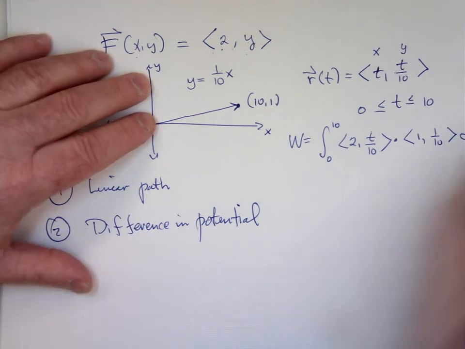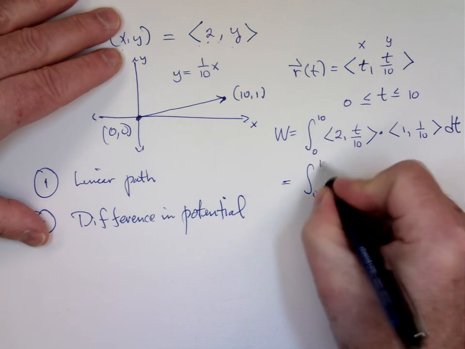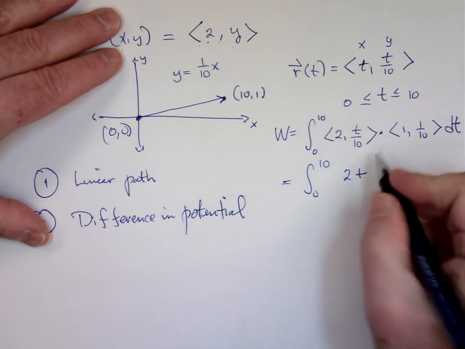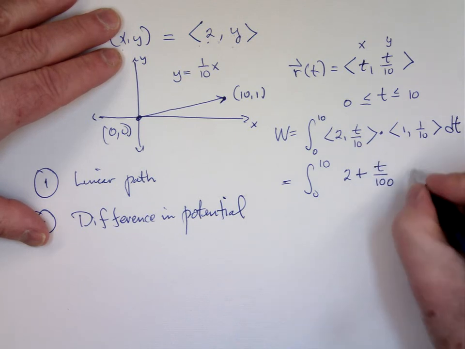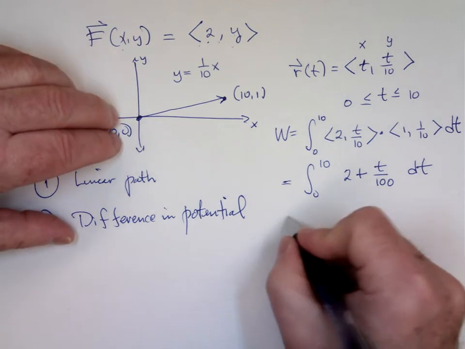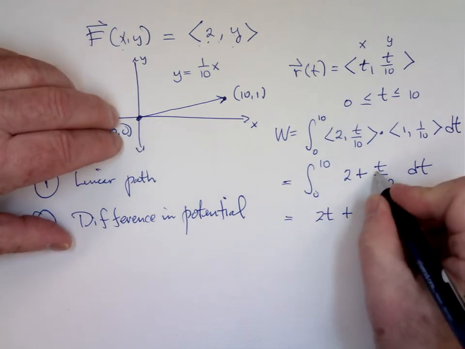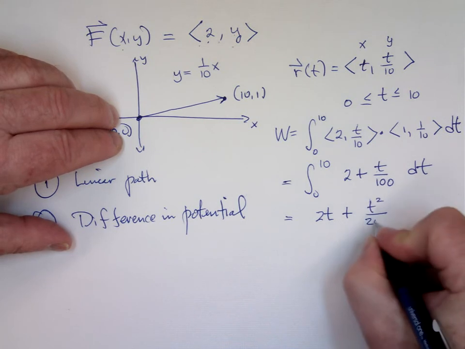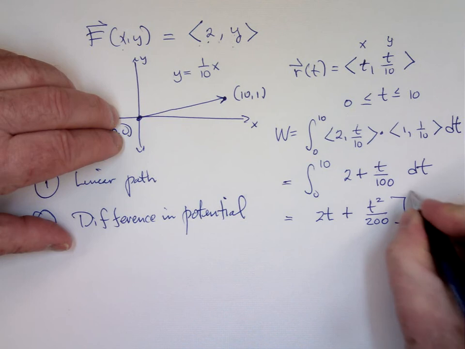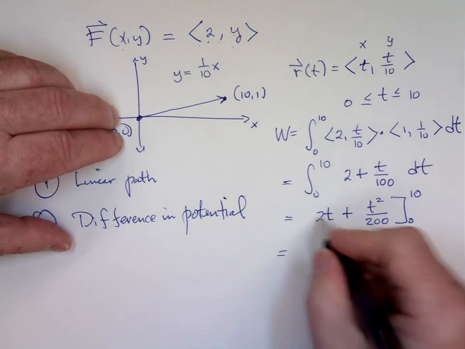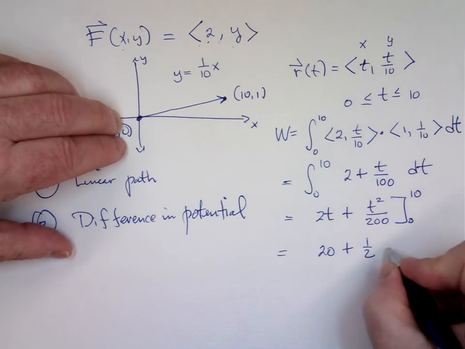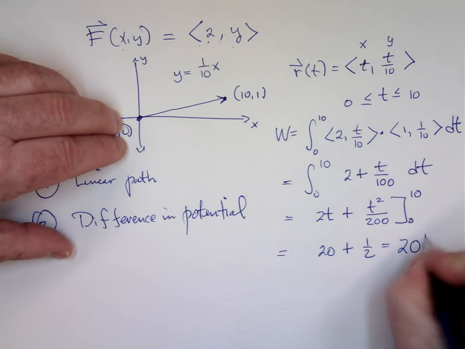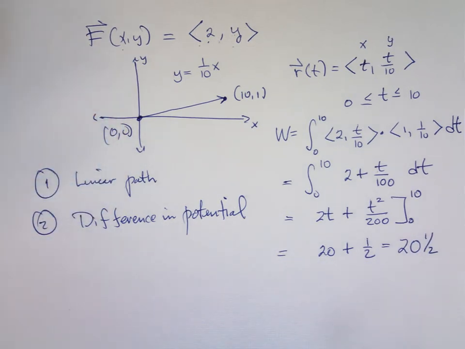That's equal to the integral from 0 to 10 of 2 plus t over 100, dt. That's equal to 2t plus t squared over 200, from 0 to 10. That's equal to 20 plus 10 squared, 100, over 200, minus 0, minus 0. It's 20 and 1/2, or 41/2 joules of work. That's using the linear path.